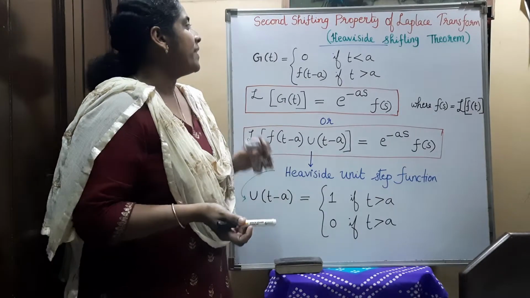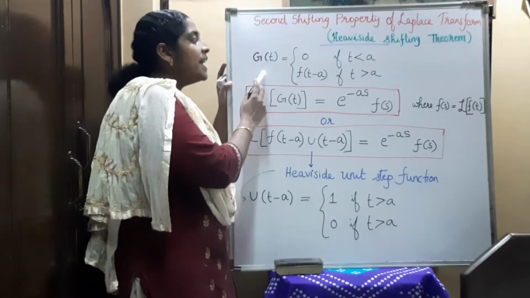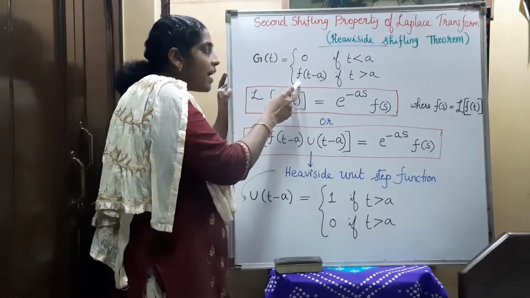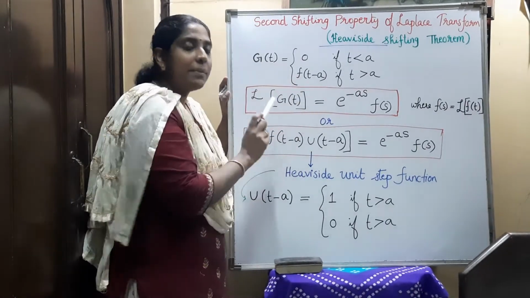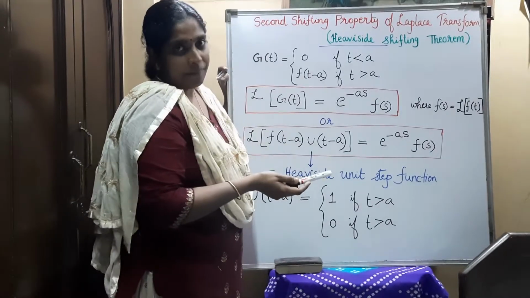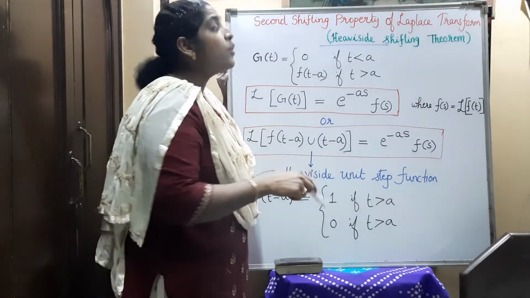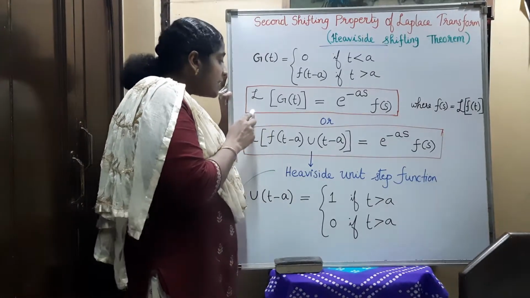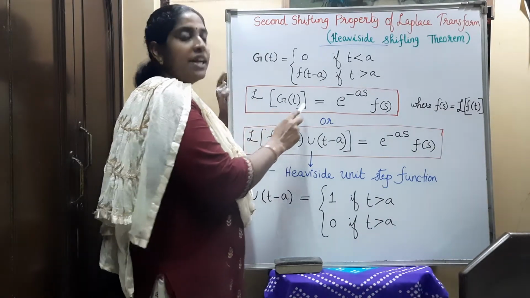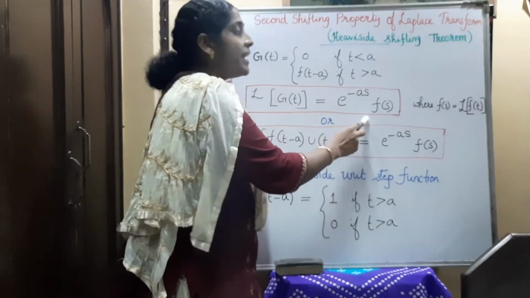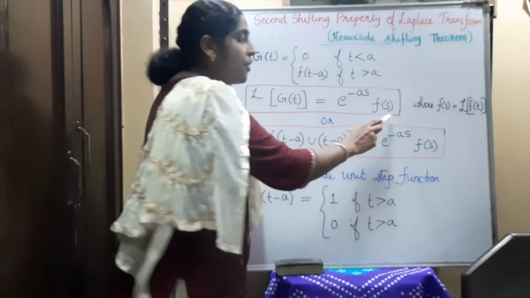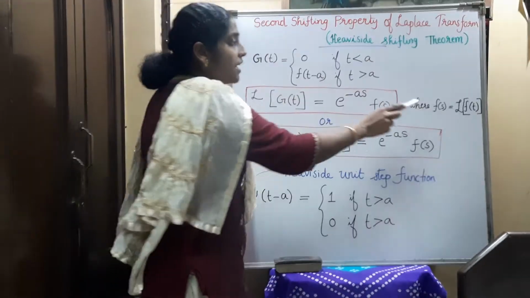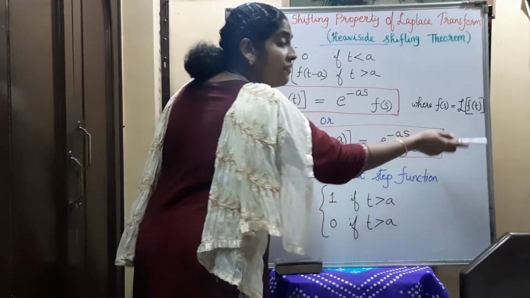In the second shifting property, we have a function g of t. Its value is 0 if t is less than a, and it is equal to f of t minus a if t is greater than a. That is, there are two conditions depending upon whether t is less than or greater than a. Then the Laplace transform of that function is equal to e raised to minus as F of s, where F of s is the Laplace transform of the function f of t. So here this F of s is the Laplace transform of the function without shifting.